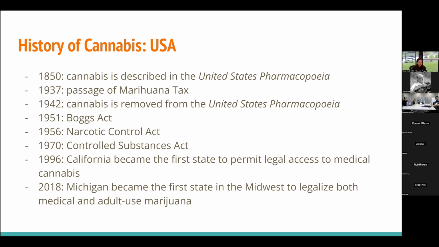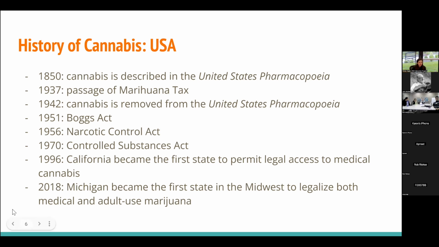This placed all substances that were previously under federal regulation from these other acts, like the Boggs Act or Narcotic Act, into the schedules, so Schedules 1 through 5, based on the substance, its medical use, potential for abuse, and safety or dependence liability. Marijuana at this time was listed as a Schedule 1 drug.